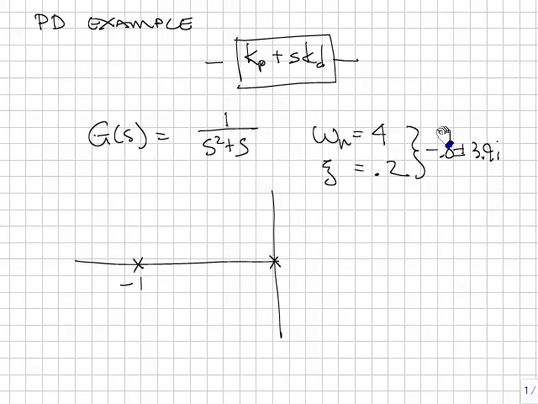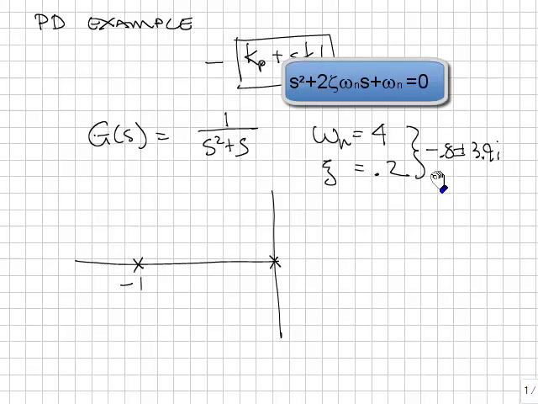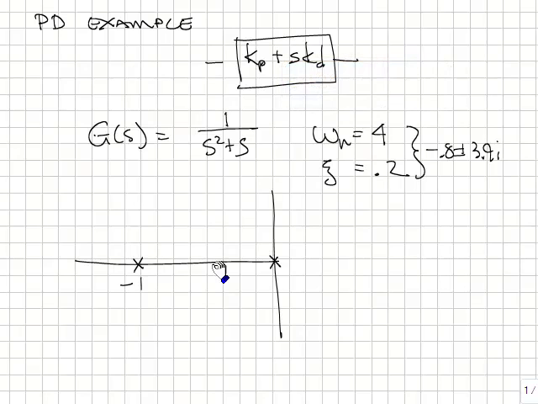If you need to verify that for yourself, you can plug that into the standard form for a second order system and solve for the poles of the equation. That means the desired poles are at the red dots, where this is 3.9 and this is 0.8. There are some scaling issues here, but you can see the current system does not meet the desired specifications, so we need to add a controller.